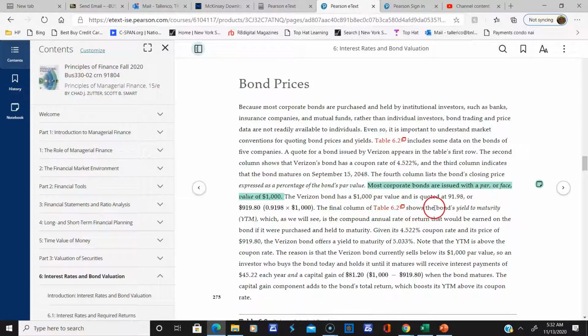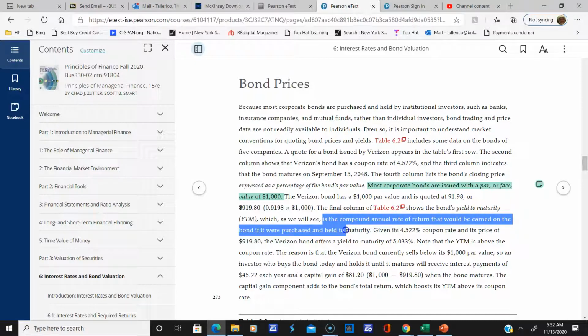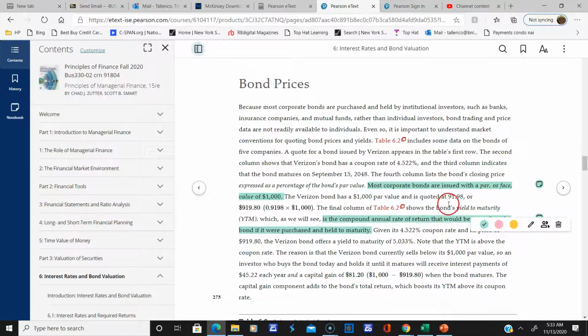So the final column is going to give you the bond's yield to maturity, which is the compound annual rate of return that would be earned on the bond if it were purchased and held to maturity. So that's another important statement, and this is an important term: yield to maturity. Given its current coupon rate and its price, the Verizon bond offers a yield to maturity of 5.033%. So that is above the coupon rate, and you can see that the bond sells below its $1,000 par value.